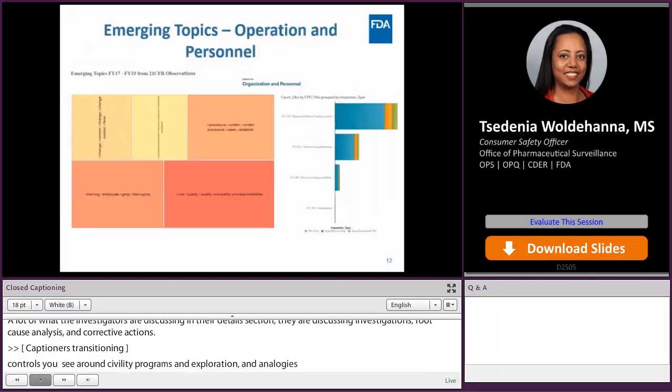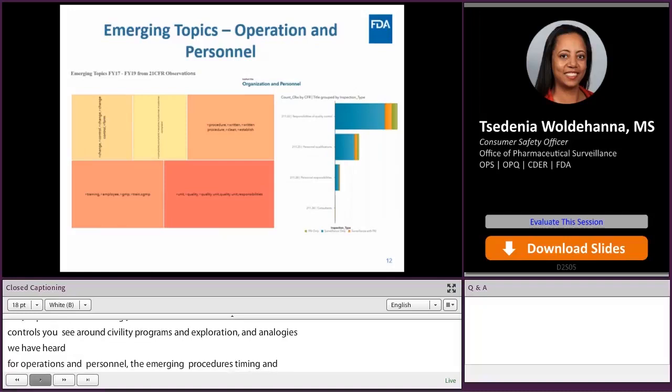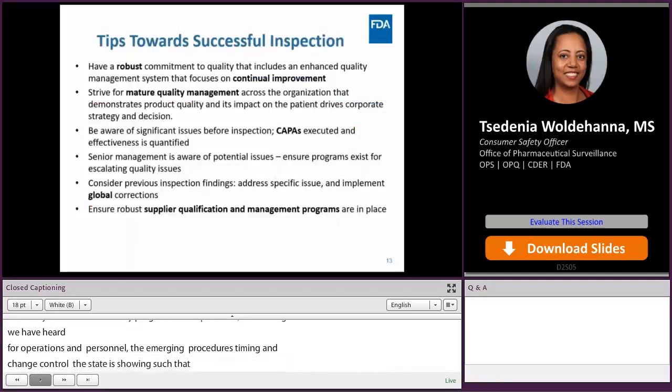For operations and personnel, the emerging topics are quality unit responsibilities, procedures, training, and change control. Some of these are things that we already know, and the data is showing as such. And these are being cited under 211.22 and 211.25. So that was a very fast way of looking at what the emerging trends and topics are.